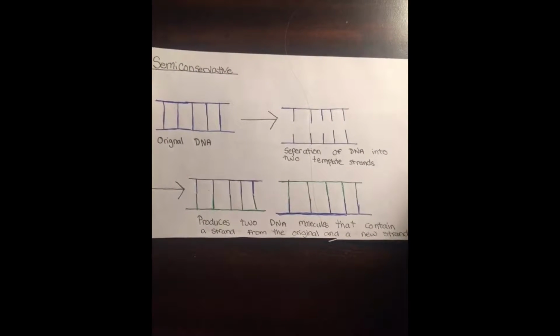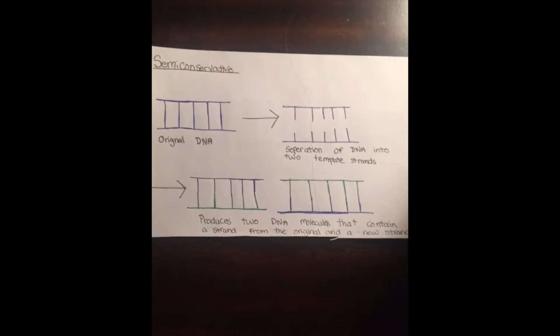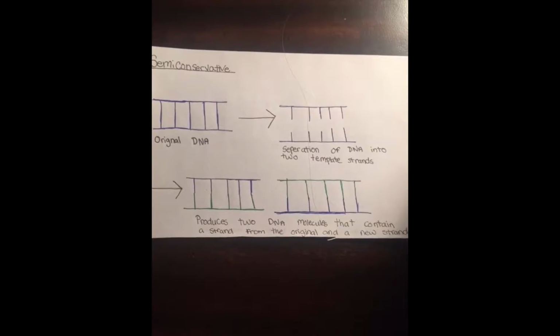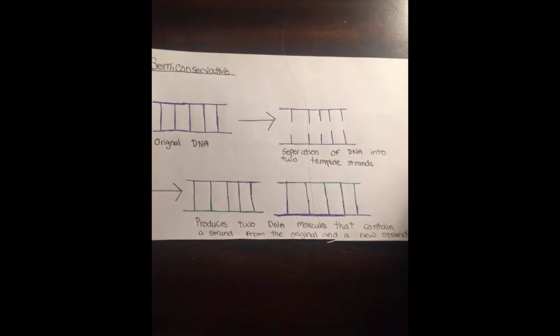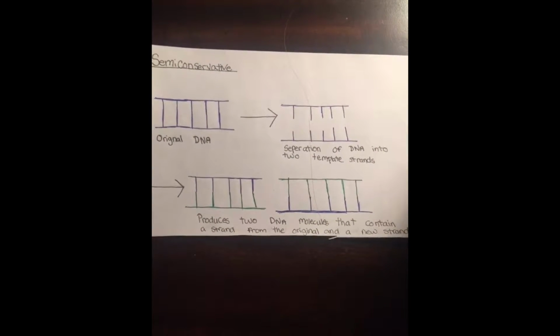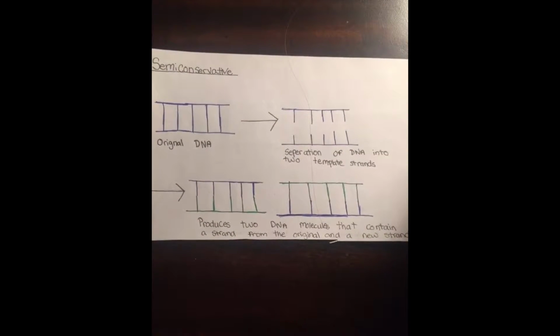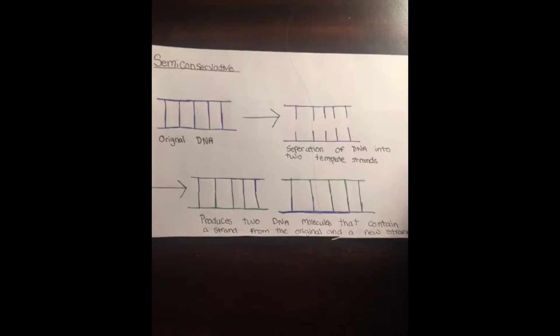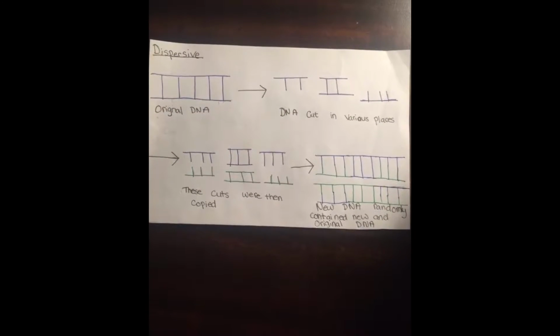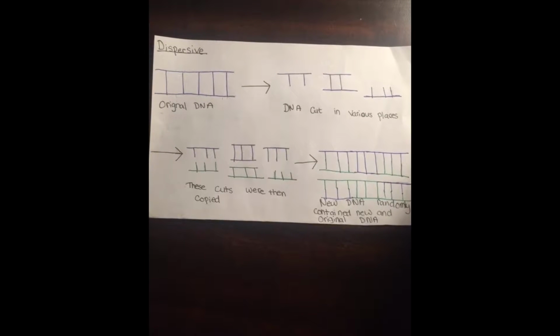Second was the semi-conservative method, in which the original DNA molecule separated into two DNA strands. These two strands were used as templates for newly synthesized DNA, giving two DNA molecules which contained both original and new DNA. The third method of DNA replication proposed was dispersive.